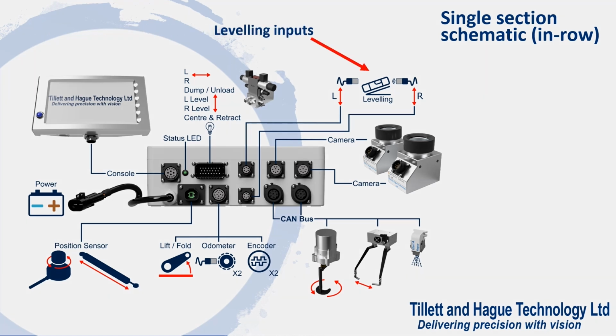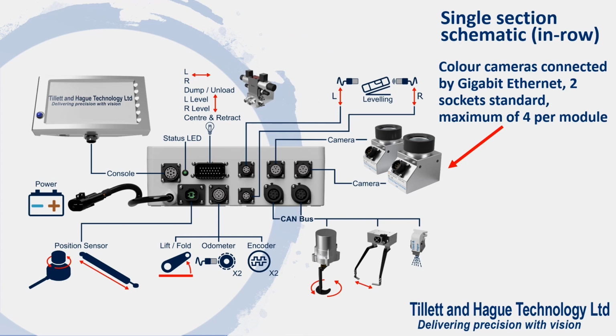There are 2 additional connectors for leveling sensor inputs to control the corresponding leveling valve outputs. One connector is for the right top and bottom level inputs, and the other is for the left top and bottom level inputs. The 2 camera ports are identical to those fitted on an INRO implement module. Extra camera ports can be fitted by special request.